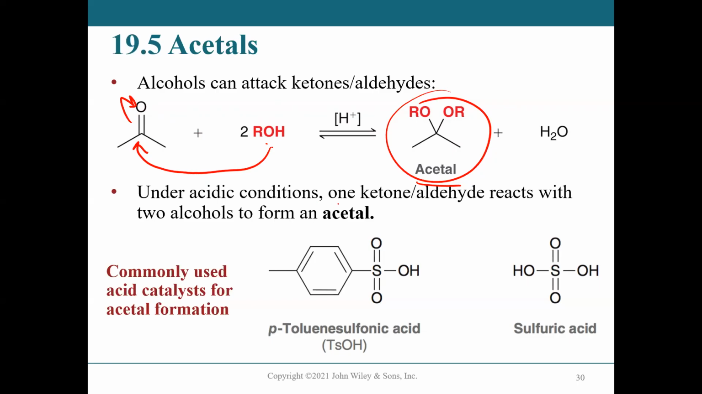So under acidic conditions, one ketone or aldehyde reacts with two alcohols to form an acetal. This is how we do it. And it's a few steps that go through this to form this acetal. Like I said, we're going to see that on another slide. So commonly used acid catalysts for acetal formation include para-toluenesulfonic acid and sulfuric acid.